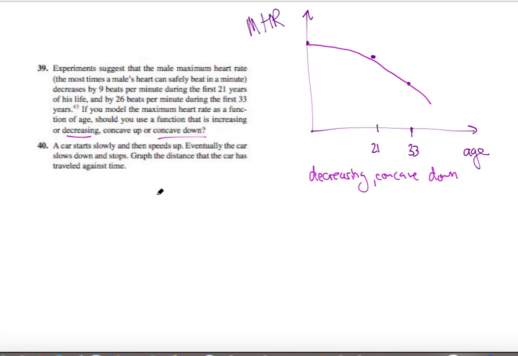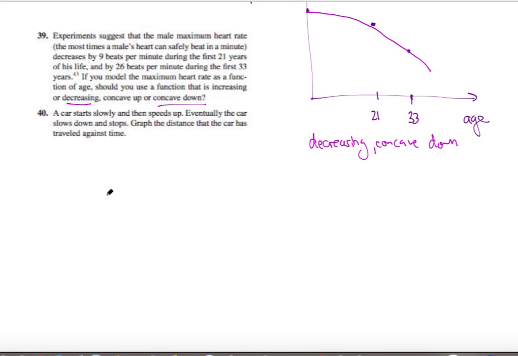For 40, a car starts slowly and then speeds up. Eventually the car slows down and stops. I want to graph the distance the car has traveled as a function of time. So we'll start with a big old set of axes, where we have distance as a function of time. So let's see, it starts slowly and then speeds up. So we're starting slowly and we're speeding up, right? So our rate of change of distance is increasing.